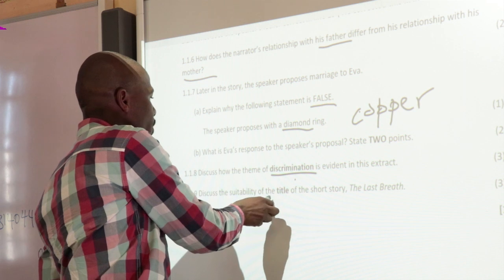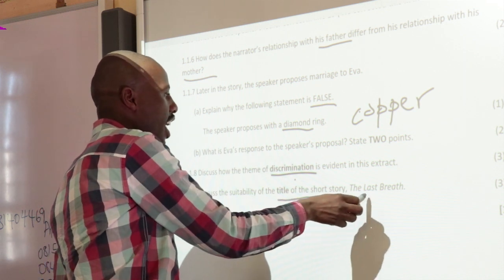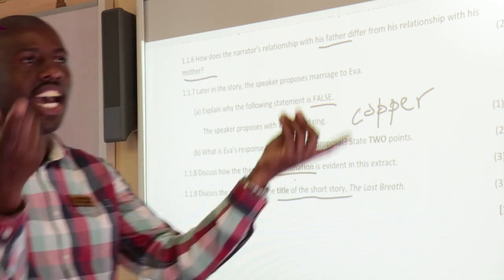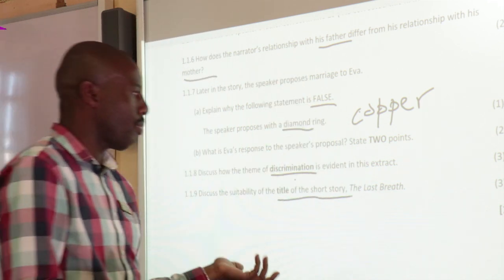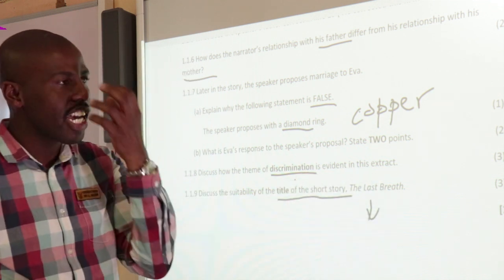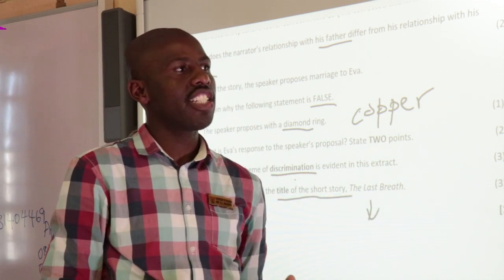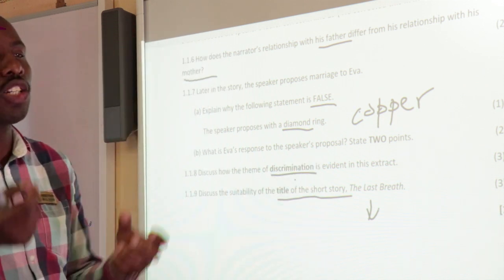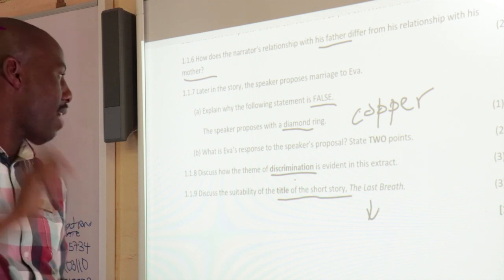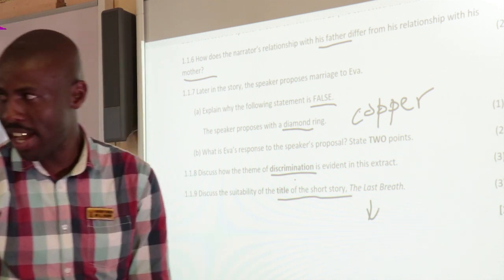Then discuss the suitability of the title. Last Breath. Do you think that this title is suitable? Is that a correct title to be given to this story? And most people will say yes, it is, because this is about the last breath. The last breath, when the father was dying, it's about him donating a cornea. He said, when I die, make sure you take out this membrane on my eye and give it to that woman. And that is 3 marks.